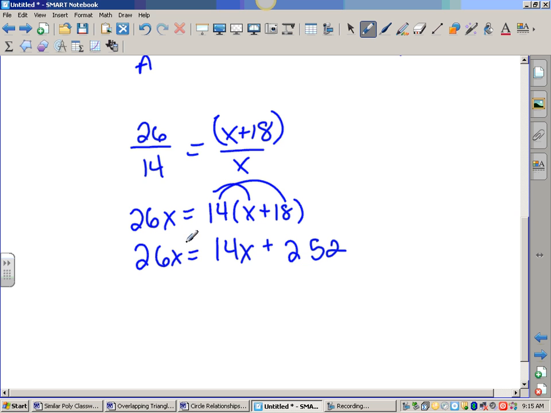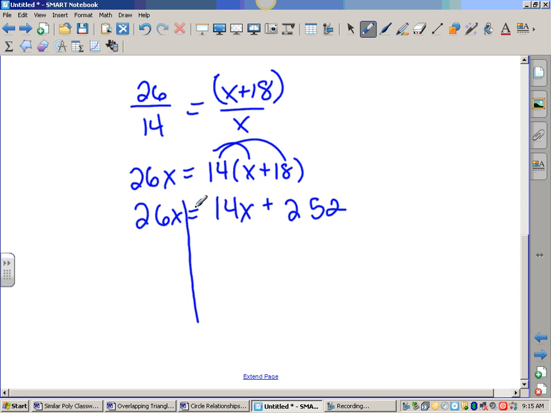Now again, we've got variables on both sides. If you need to set up your fence, you can. You've got 26x on one side and 14x on the other. Variables on the left, constants on the right. It's not the only way to do it, but it's the best way, I think. We want to avoid negatives if we can.